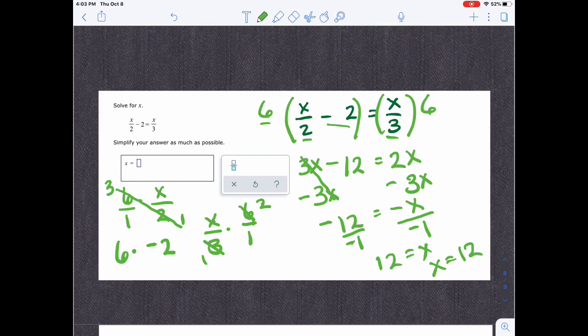That's a messy one, probably worth plugging back in to see what we get. Let's just put it over here. 12 over 2 is 6 minus 2 equals 12 over 3 is 4. 6 minus 2 is 4 equals 4. So it checks.